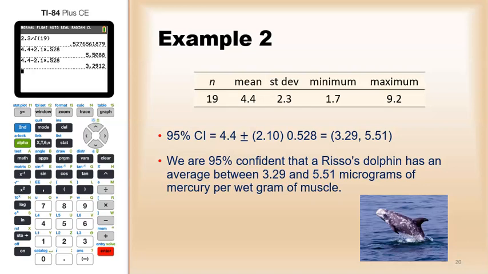So we are 95% confident that a Risso's dolphin has an average mercury content between 3.29 and 5.51 micrograms of mercury per wet gram of muscle. Again, the Japanese regulation level is 0.4, so the average dolphin has at least 8 times that amount.